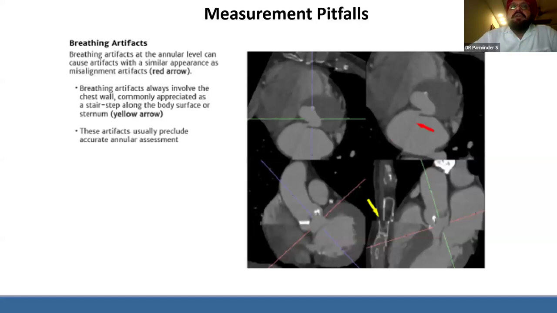Another important thing is breathing artifacts. Suppose a patient breathes during the acquisition. This also gives rise to artifacts, and if these artifacts affect your annulus, you can't accurately assess it. How do you distinguish breathing artifacts from malalignment artifacts? They look the same. Look at the sternum. If you see a step in the sternum, this is a breathing artifact. If you don't have this, but have these kinds of levels at the annulus, they are malalignment artifacts, as they do not affect the sternum.